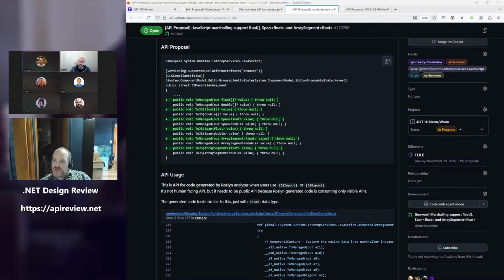So looking at the JS marshaller argument type, I see we have ToJS of double and nullable double, but you're only doing it for the collection types here. Is that intentional?